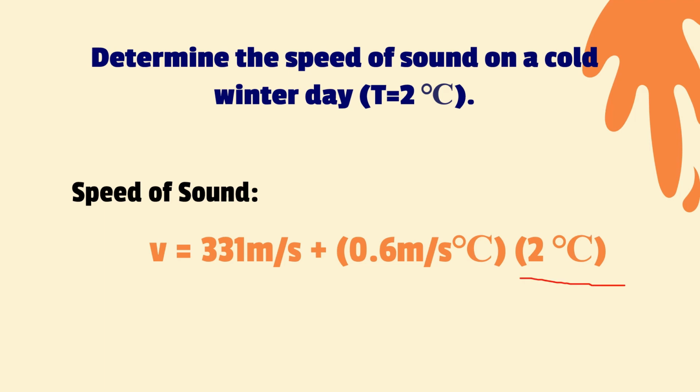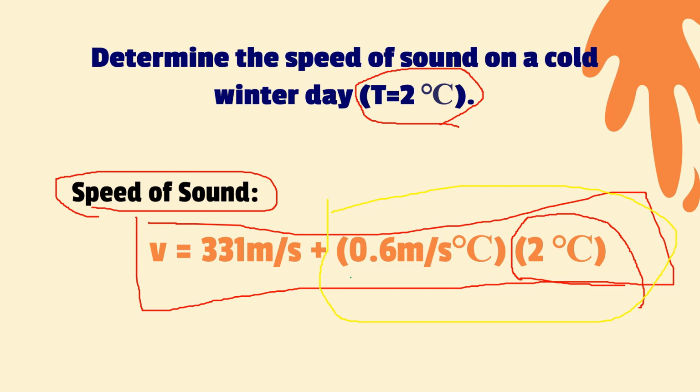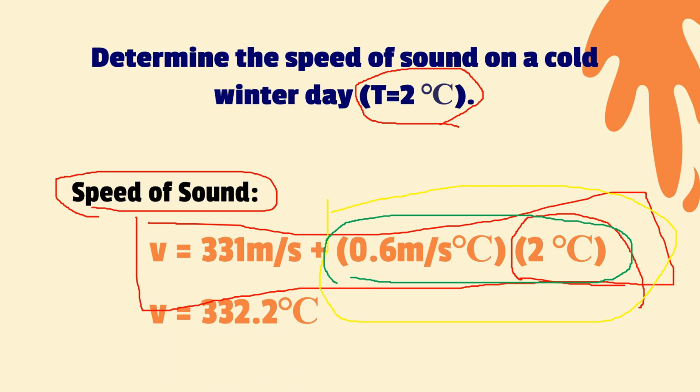Saan natin nakuha yung 2 degrees Celsius? Siya yung given doon sa problem. So, since meron na tayong formula at meron na tayong equation, pwede na nating mahanap yung speed of sound. So, 331 meters per second plus 0.6 meters per second degrees Celsius times 2 degrees Celsius. Para tama yung magiging sagot natin, unahin muna natin itong multiplication dito sa kabilang side. So, 0.6 times 2 degrees Celsius plus 331 meters per second. The answer will be 332.2 meters per second.